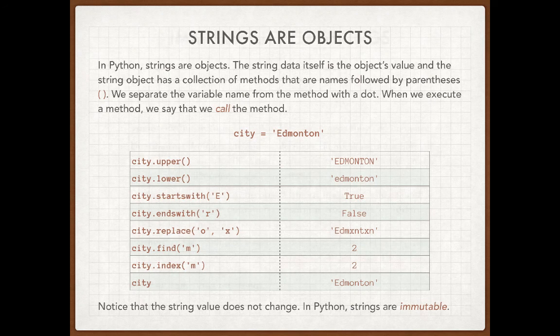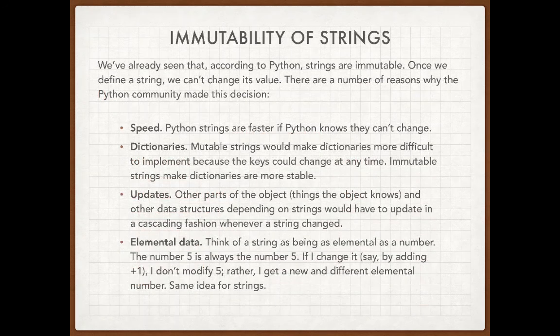One of the questions we've had is why Python made the choice to make strings immutable. And there are actually a couple of good reasons for this. One is simply speed. Python strings are faster if Python knows that they can't change. One of the other big reasons why strings are immutable is because of the prominence of dictionaries in Python. They're really, really commonly used.